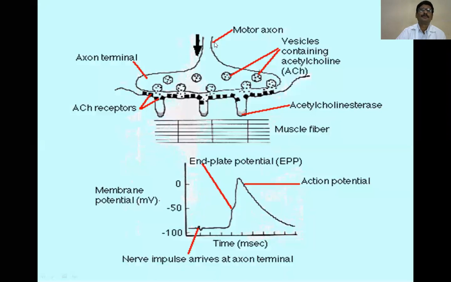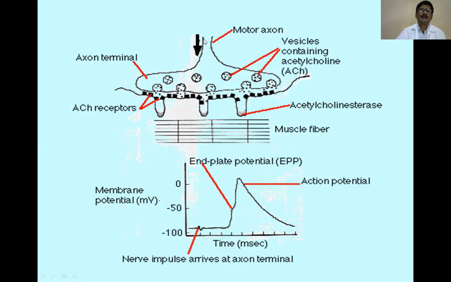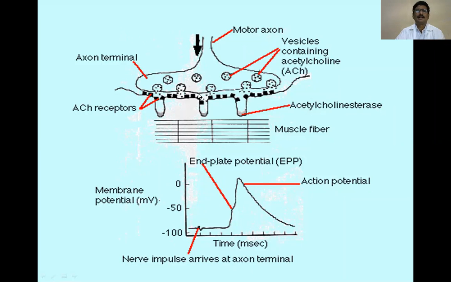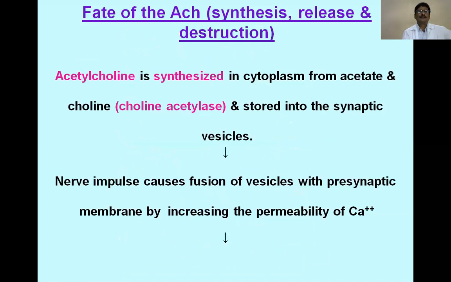So the same thing: the axon terminal, arrival of the impulse, and again calcium influx, and there is a release of acetylcholine from these vesicles, binding to the receptor, and again development of the EPP, and from this EPP, development of the action potential. Once the threshold is reached, the action potential is expressed along the sarcolemma into the T tubules. These are the events which happen at the neuromuscular junction.